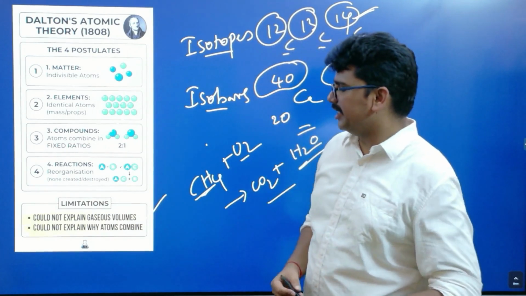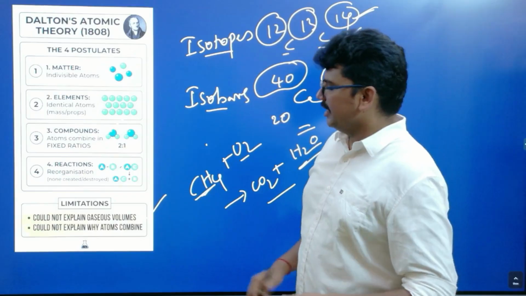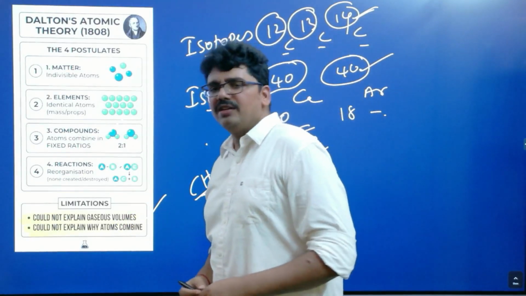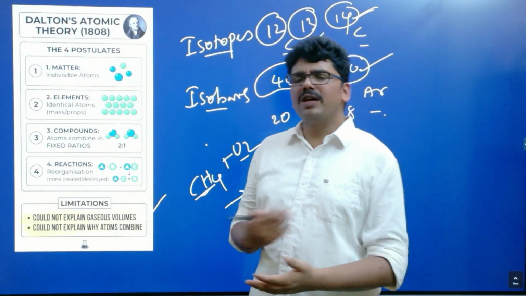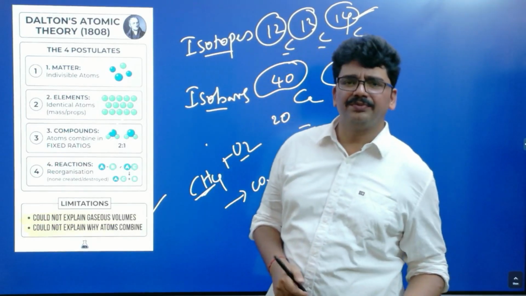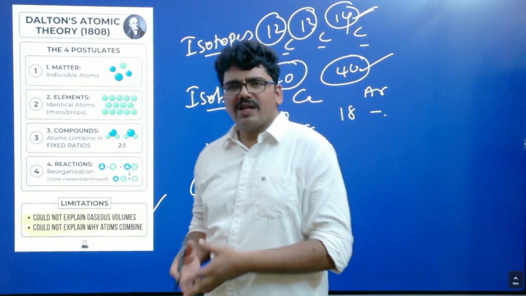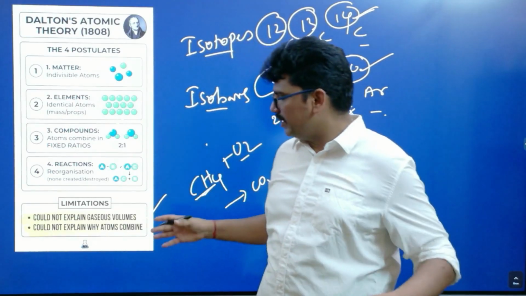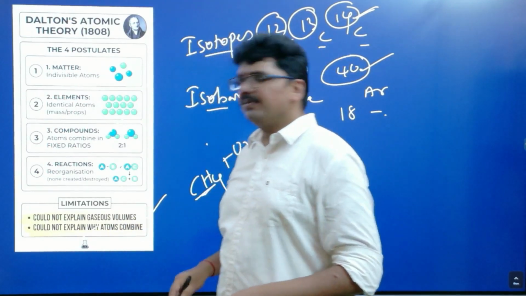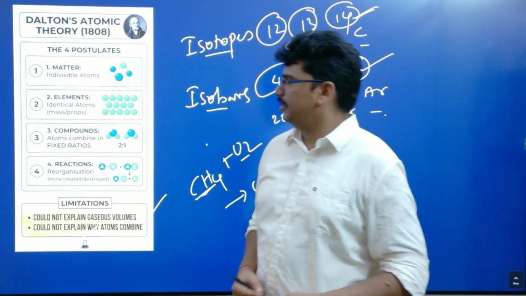These are the NCERT limitations. Dalton's atomic theory could not explain gaseous volumes. Suppose 1 mole of nitrogen is there, what is its volume? 1 mole of oxygen, what is its volume? So gaseous volumes are not explained, and it could not explain why atoms combine. That is another limitation.